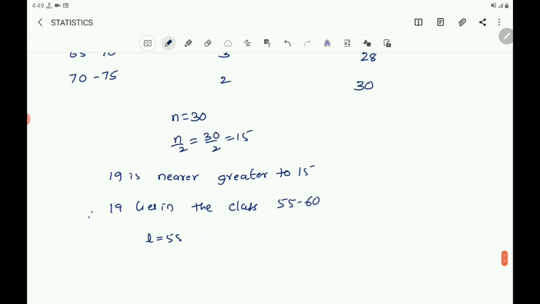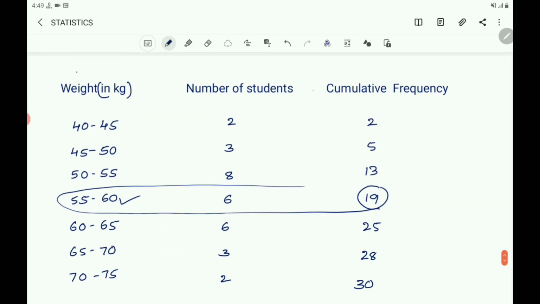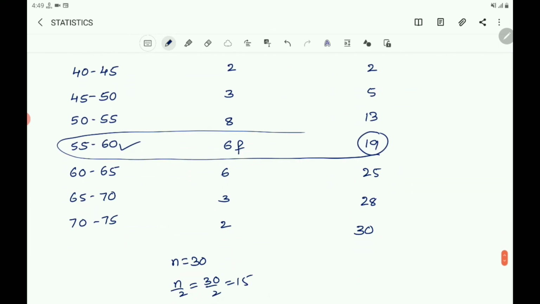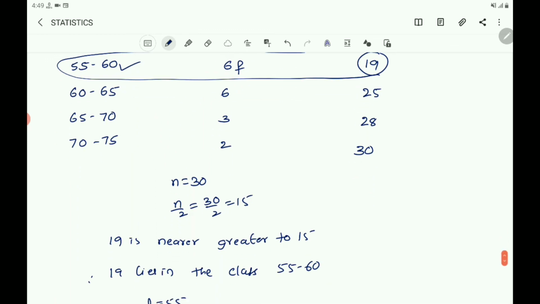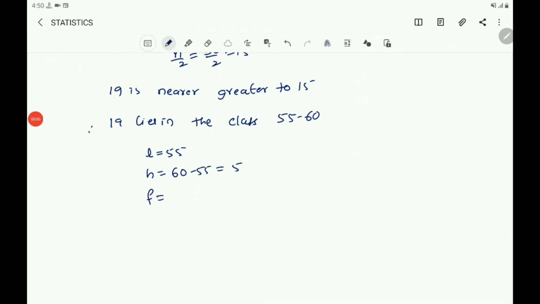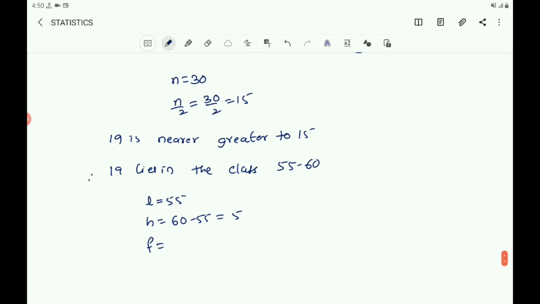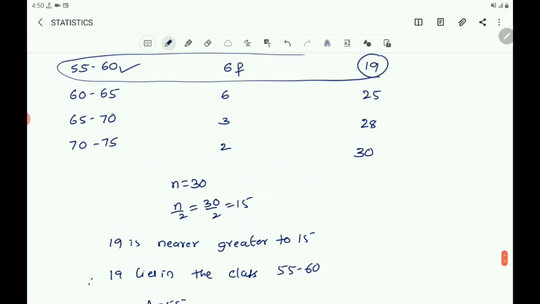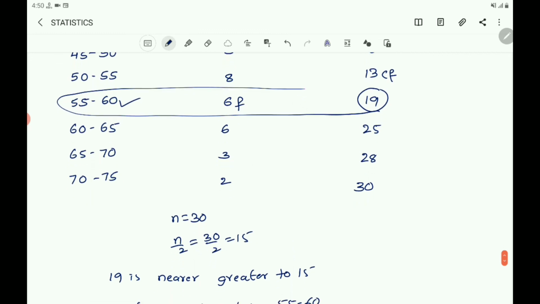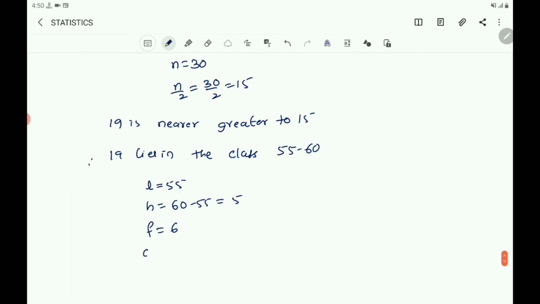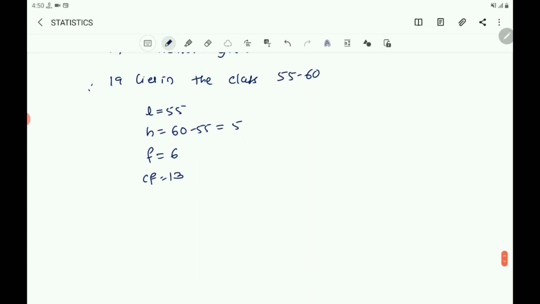55 and h, that is 60 minus 55, you will get 5, and f is the frequency of the median class, and CF is the cumulative frequency of the previous class. Then f is the frequency of the median class, 6. CF is the cumulative frequency of the previous class. So you write CF equals 13. Then you write the formula for the median.